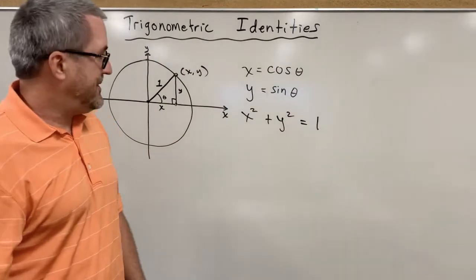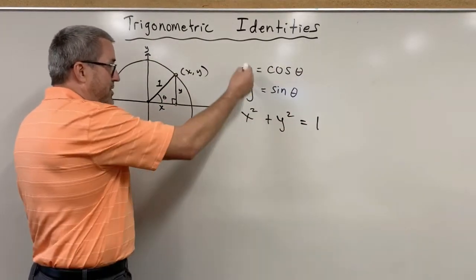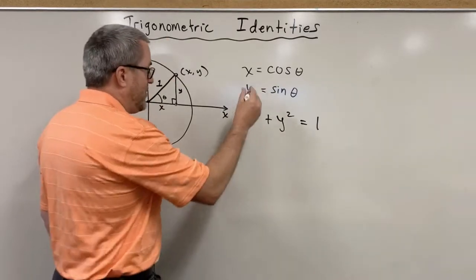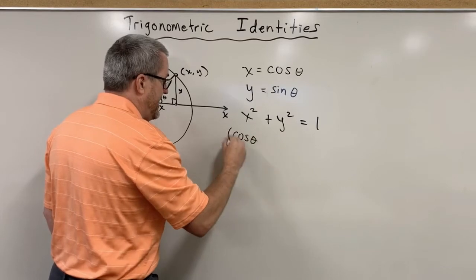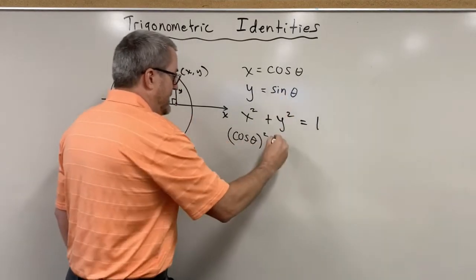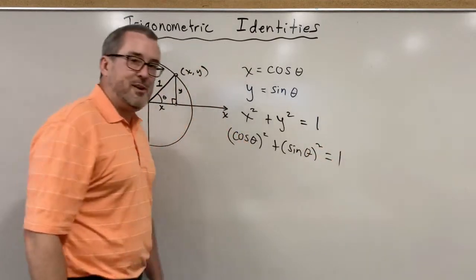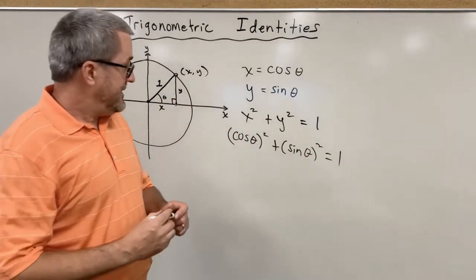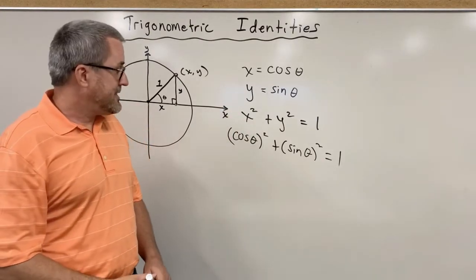1 squared is 1. Now, if we substitute x and y with their trigonometric correspondences here, x is the cosine of theta. So we would say cosine of theta squared plus sine of theta squared is also equal to 1. And this identity is very useful. It'll come up a lot in different things you do in math and physics.